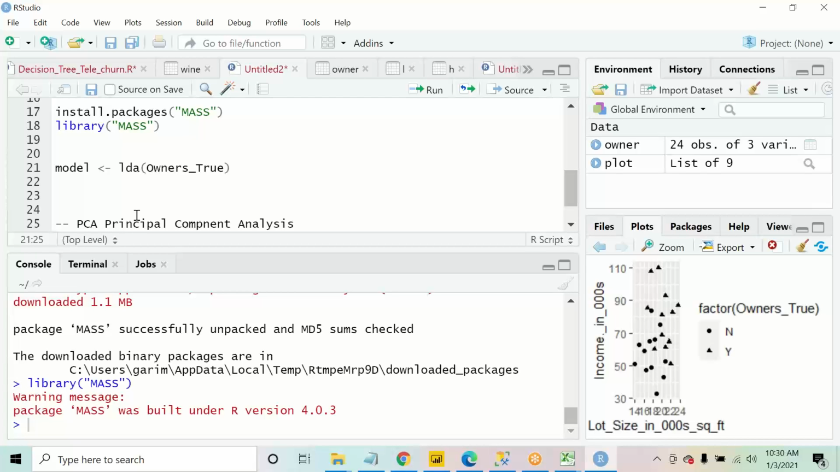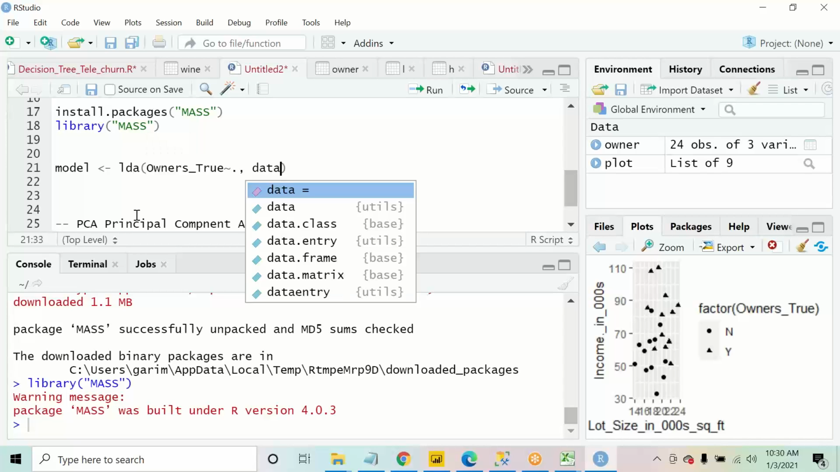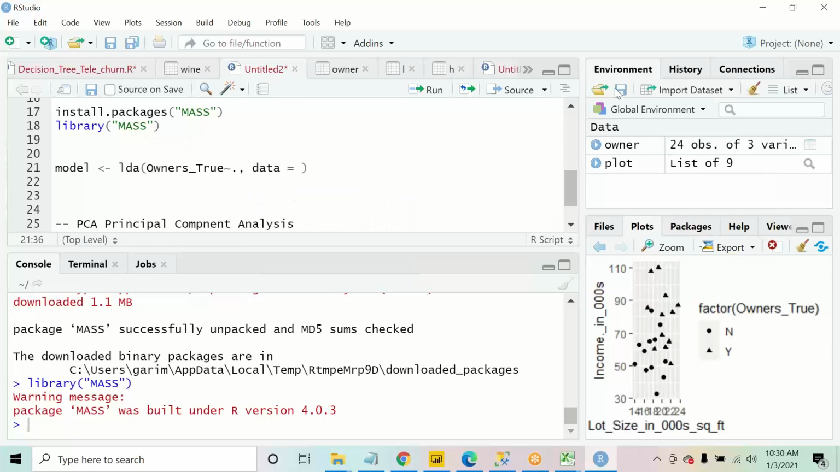So this is my predictor variable, and I'm saying this variable is dependent on all the rest of the data. And what is the data set that I'm using? Since my data set is very small, I will use the complete data set itself. Data is equal to owner.